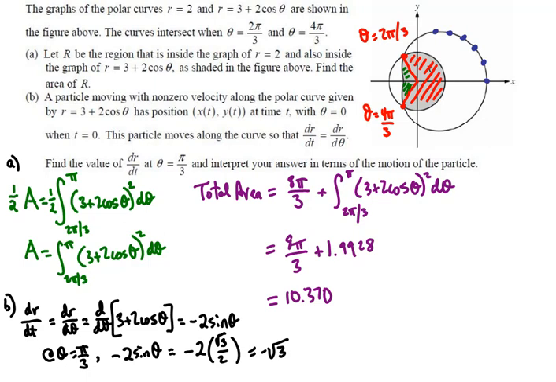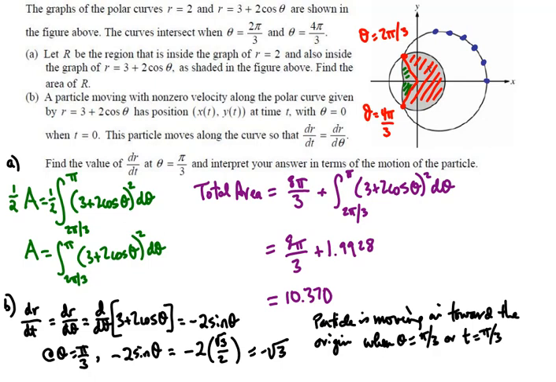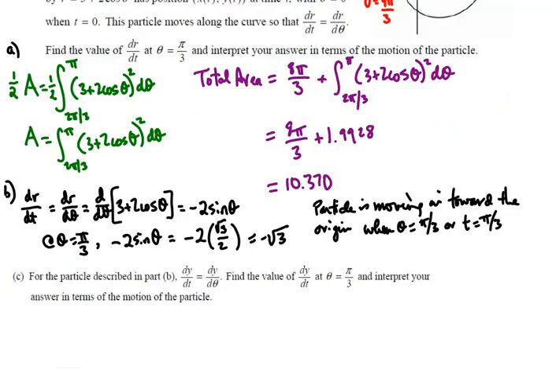And then we're asked to interpret that answer in terms of the motion of the particle. Well, if the rate of change of radius with respect to time is negative, then that means that the particle is moving in, the radius is shrinking, and the particle is moving in toward the origin when theta is equal to pi over 3, or time t is equal to pi over 3. So the particle is moving in toward the origin at a rate of square root of 3 units per unit of time. We'll go on to part C here.